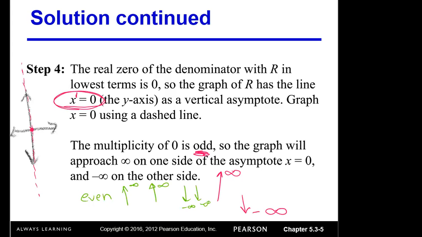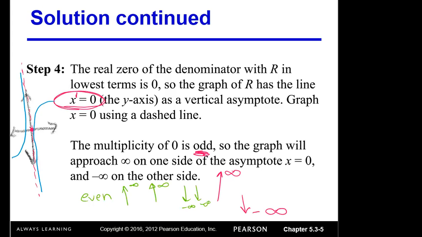But since ours is odd, for example, I'll use a blue pen in this one. Whatever our graph looks like, on one side, it's going to be going up like this, and on the other side, it's going to be going down like that.